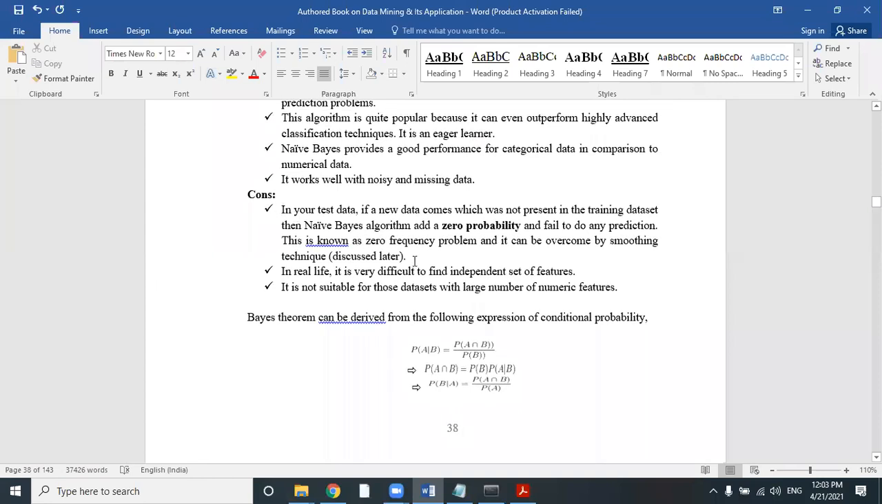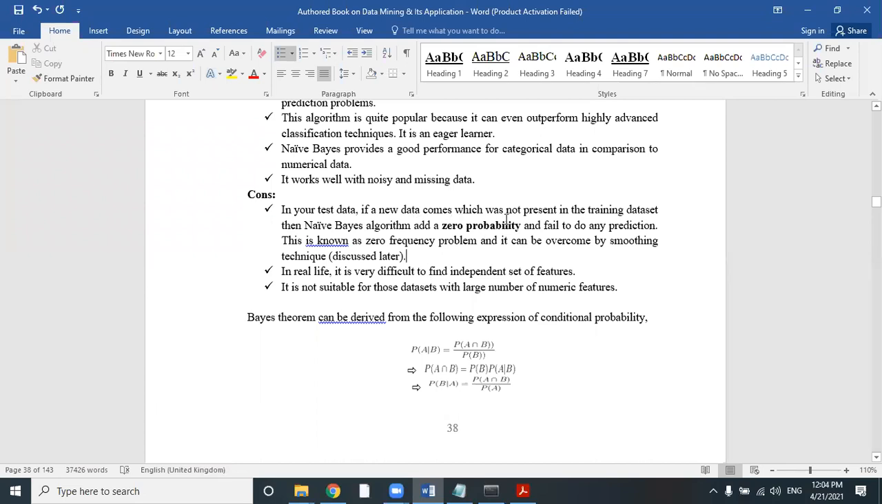Okay, the first point is that in your test data, if new data comes which was not present in the training data set, then the naive Bayes algorithm adds a zero probability and fails to do any kind of prediction. This is known as the zero frequency problem, and it can be overcome by a smoothing technique. The smoothing technique is known as add one smoothing. Okay, so let's check it out.